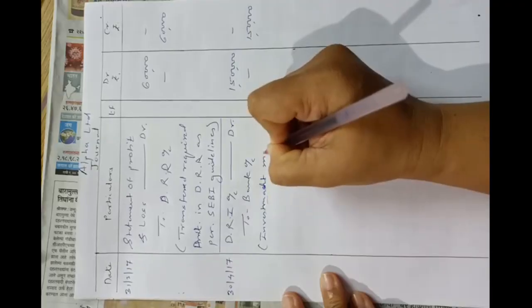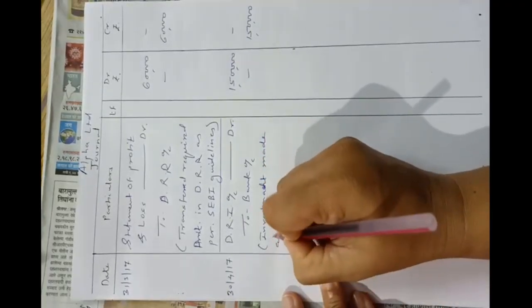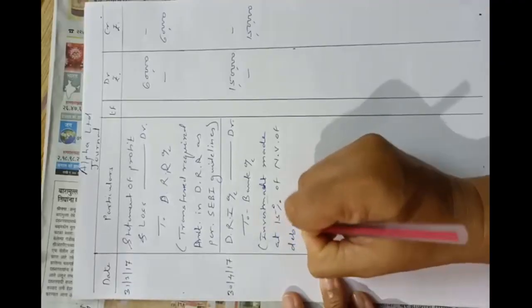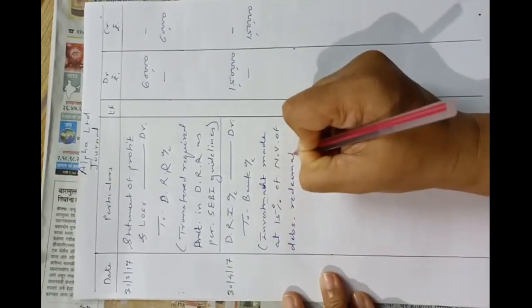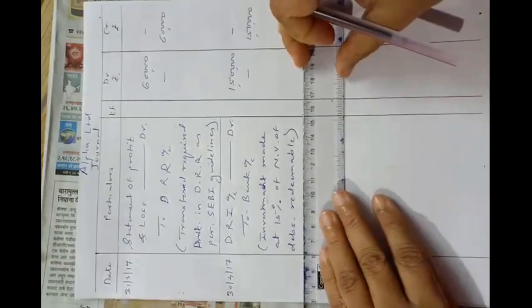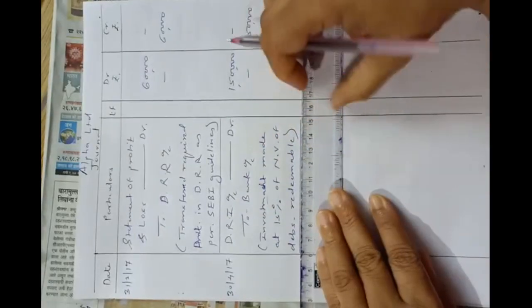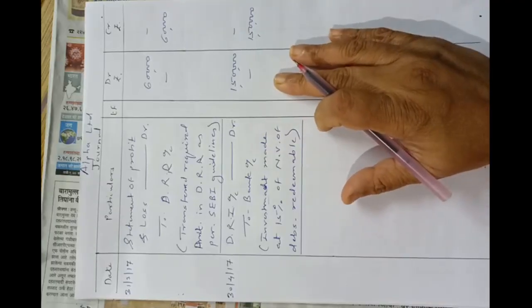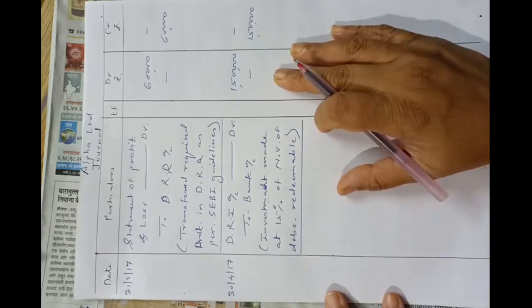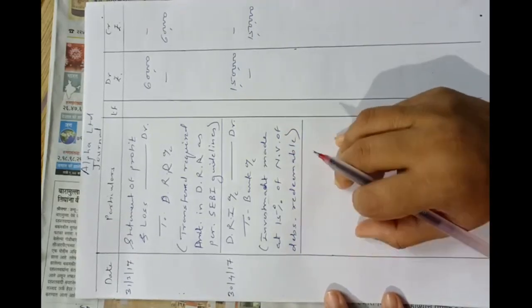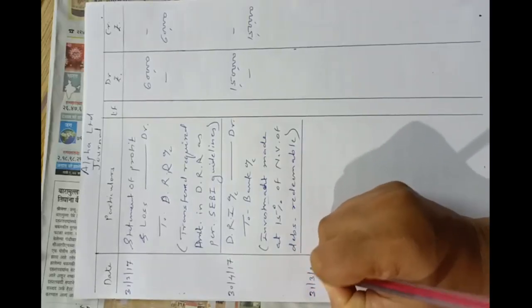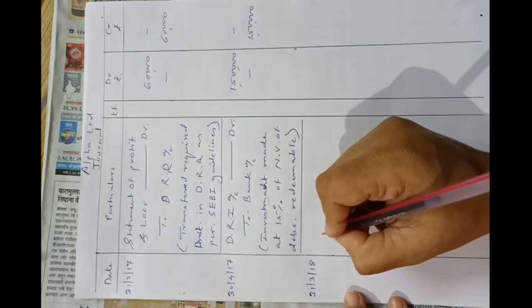Investment made at 15% of nominal value of debentures redeemable. Okay, so debentures are redeemable, and 15% of that has been invested. Now entries on the date of redemption. Redemption is due on 31st March 2018. So 31st March 2018. First entry will be of sale of investment.